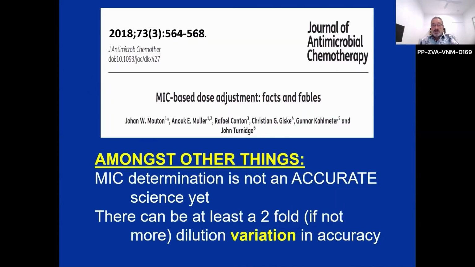And if you put it into the machine, the Vitek machine is one of the more common ones, again, it's not that accurate. This is a very important article by Johan Mouton, who unfortunately died recently, and John Turnidge from Australia, looking at the myths of the MIC determination. The main message I got out of this article is that in a laboratory with the same technologists and the same machine, there can be a twofold difference in variation from one day to the next, or one hour to the next, in the same determination of that MIC.